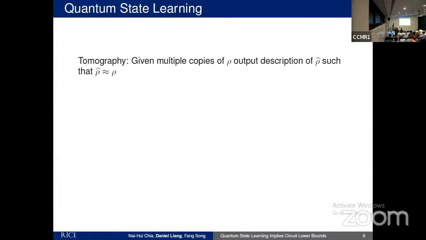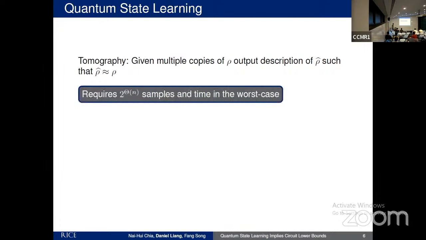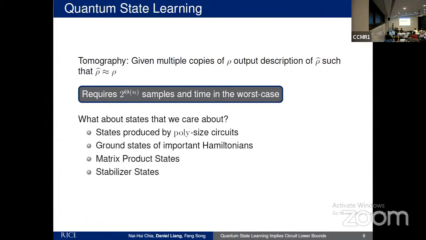So what do I exactly mean by quantum state learning? I really mean it in the traditional tomographical sense. Given multiple copies of some unknown state rho, produce a rho hat that approximates it, some classical description. And it's known that this requires an exponential amount of samples and time in the worst case. So this is a known hard problem.